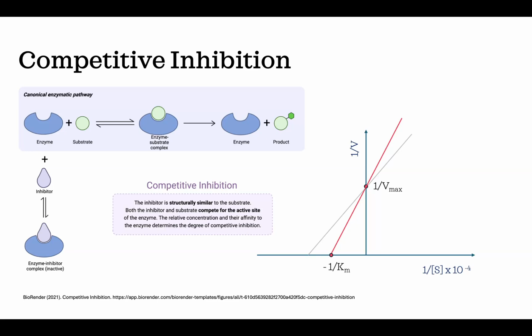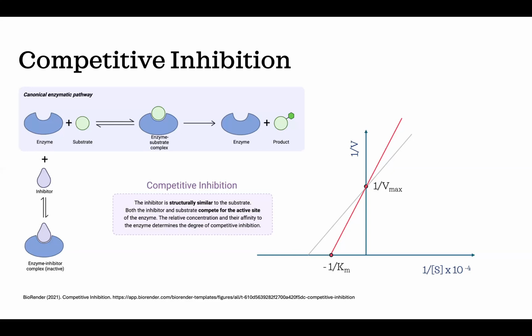But you would need a much higher concentration to do that. That's why your Km value changes. So the slope of the Lineweaver-Burk plot is given by Km over Vmax. For a competitive inhibitor, the slope increases because Km increases, the effective concentration of the substrate needed to reach half of Vmax.